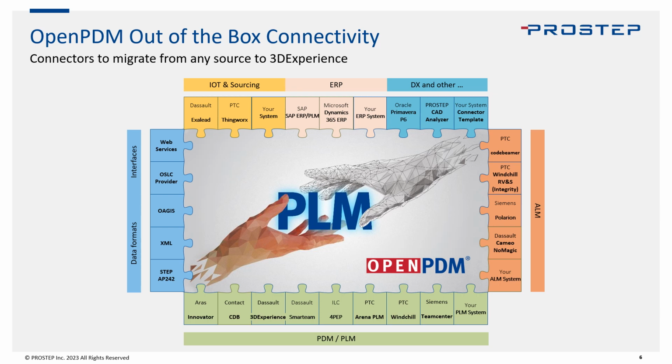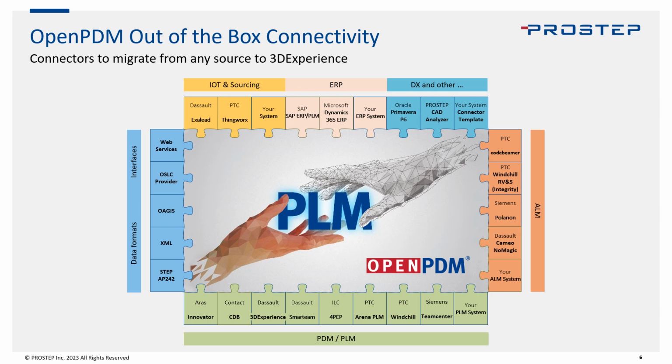So you see on here a wide range of different commercial connectors supported through OpenPDM. That starts with Eris, but also Contact, CDB, 3DEx, SmartTeam, 4PEP, Arena, Windchill, Teamcenter, and other systems. So, we've got other legacy connectors that we've supported in the past, like VPM or Eigner Agile, things like that. But we can also use the experience and modernize those connectors within the migration projects when you're moving from those old technologies to the new ones.